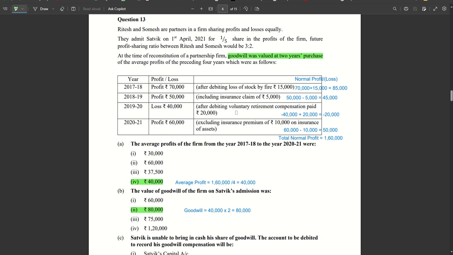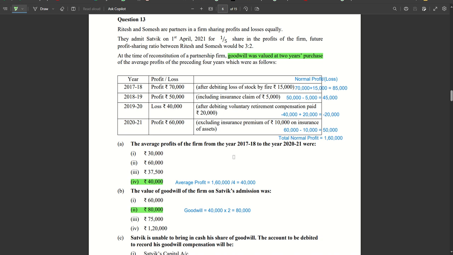And then again, the voluntary retirement compensation paid is also one-off. That has to be added back, so the loss reduces here. And in the last one, the insurance premium, which is a business expense, is not included, so that needs to be included. So the total normal profit is coming to 1,60,000.